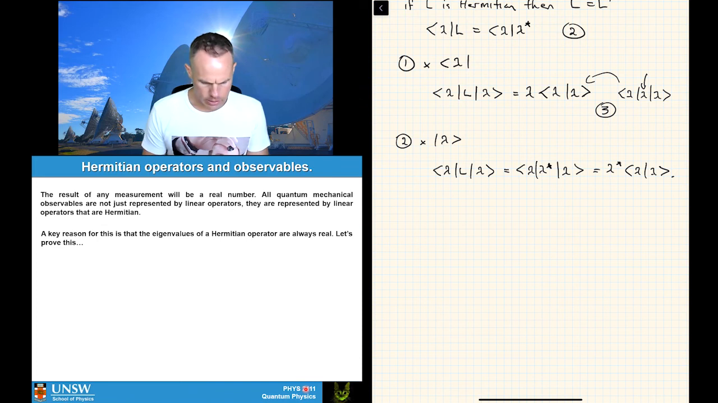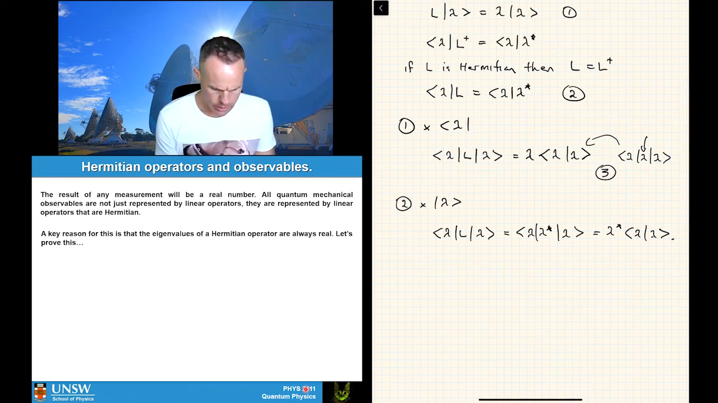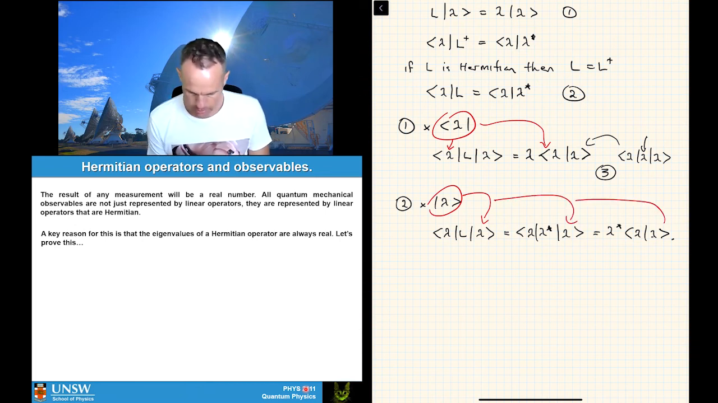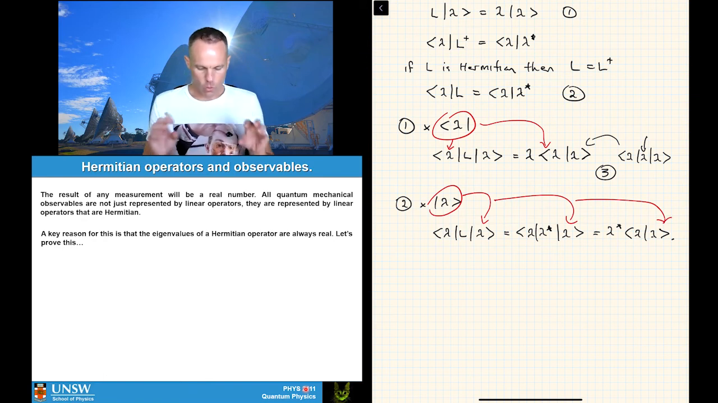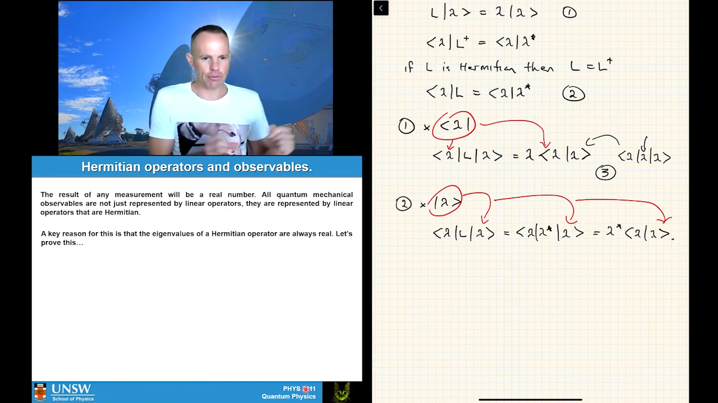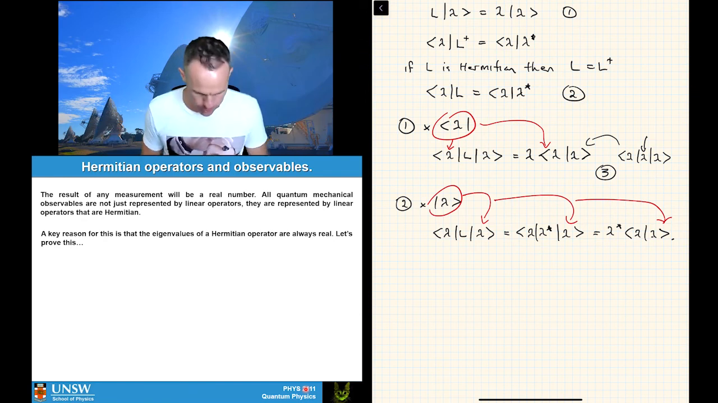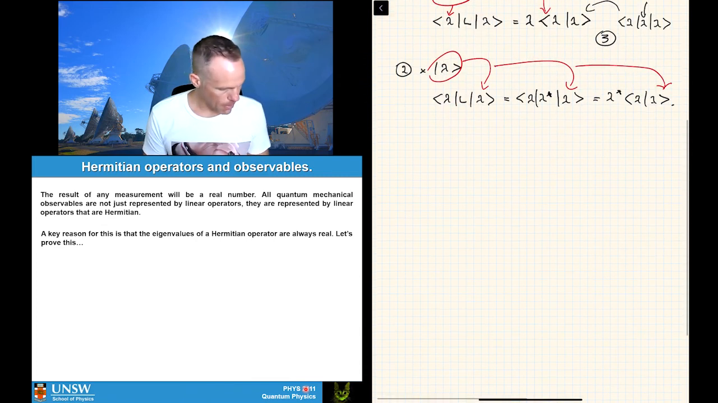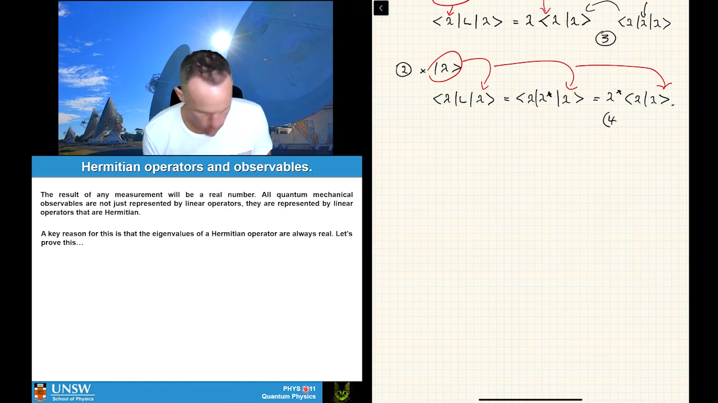Okay, and so just to make this really clear, this bra here is turned up there, and this ket here has turned up there, and on the end there. Okay, so where we put it depends on what type it is. Bras tend to go hanging off to the left, kets tend to go hanging off to the right. Okay, we can call this one number 4.